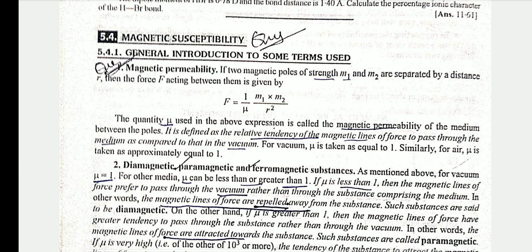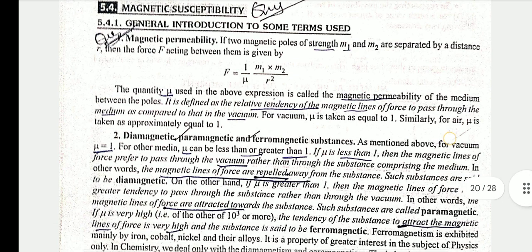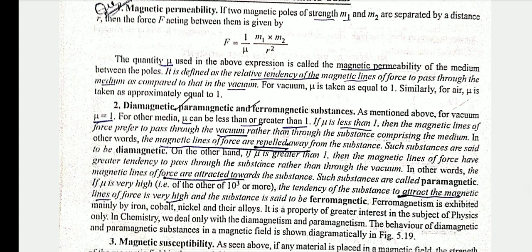It is defined as the relative tendency of magnetic lines of force to pass through the medium as compared to that in the vacuum. For vacuum, μ is taken as equal to 1. Similarly, for air, μ is taken as approximately equal to 1. Diamagnetic, paramagnetic and ferromagnetic substances as mentioned above. For other media, μ can be less than or greater than 1.